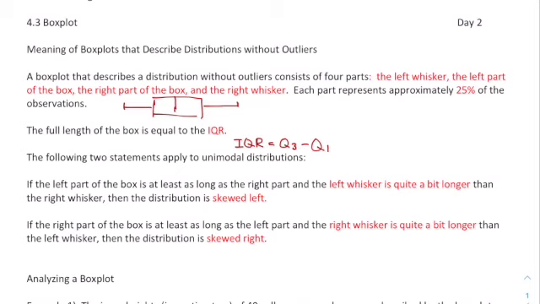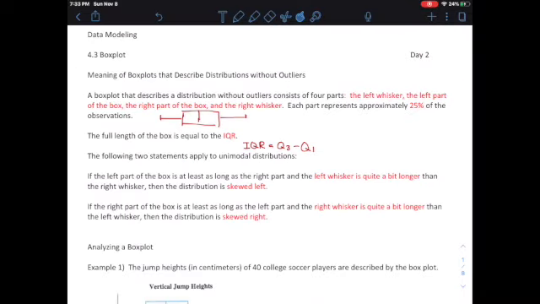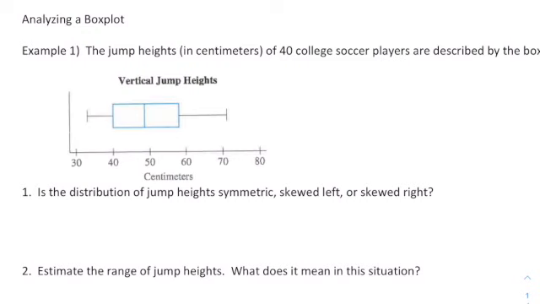The next part is if the right part of the box is at least as long as the left part and the right whisker is longer than the left, then it's skewed to the right. So right whisker longer, skewed to the right. Left whisker longer, skewed to the left. That's why I only color those things, so you don't get confused with everything mixed together. First example, we're going to talk about the box plot, and apply the information I just gave you to the problems.